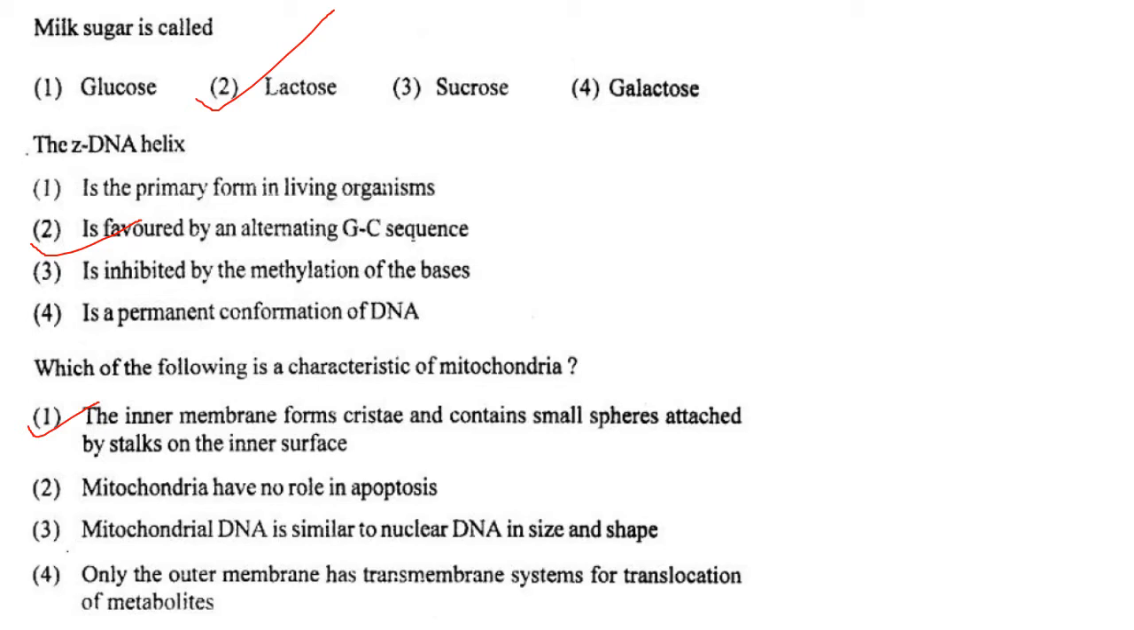Next one, which of the following is a characteristic of mitochondria? Option 1. The inner membrane forms cristae and contains small spheres attached by stalks on the inner surface. Option 2. Mitochondria have no role in apoptosis. 3. Mitochondrial DNA is similar to nuclear DNA in size and shape. 4. Only the outer membrane has transmembrane systems for translocation of metabolites. Answer is option 1. The inner membrane forms cristae and contains small spheres attached by stalks on the inner surface.